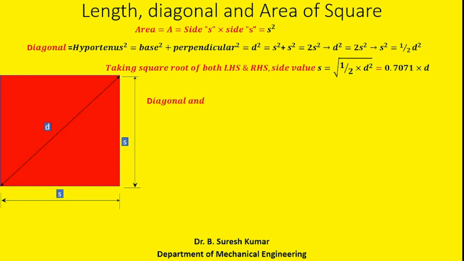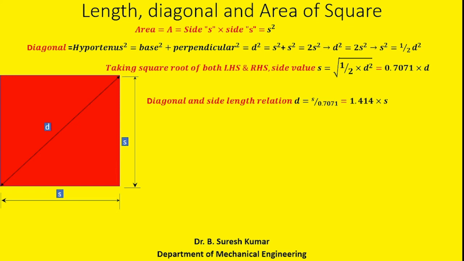After that, how can I identify the diagonal? I can relate the diagonal and the side length with S is equal to 0.7071 into d, so that d is equal to S divided by 0.7071. If I take the reciprocal of 1 by 0.7071, I get 1.414. So the diagonal d is equal to 1.414 into S. Likewise, I get the formulas. So now we have the formulas to identify the side length and diagonal of the considered square.